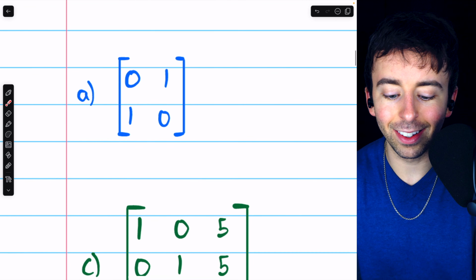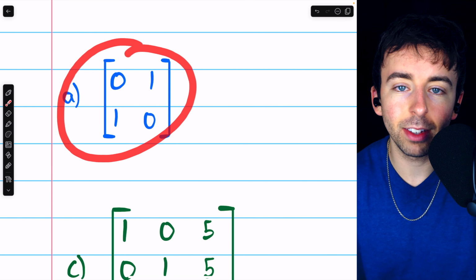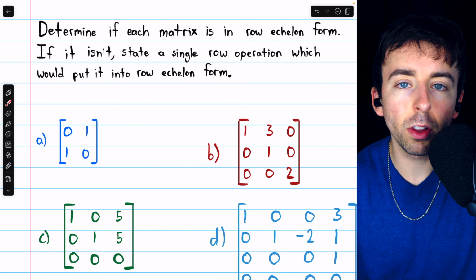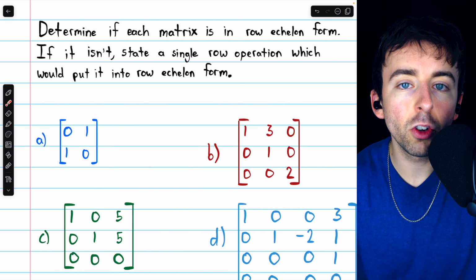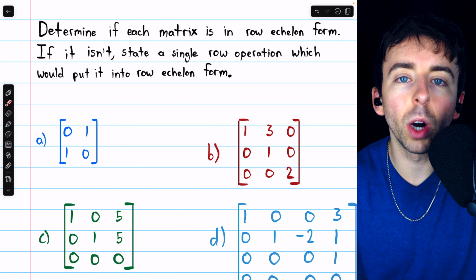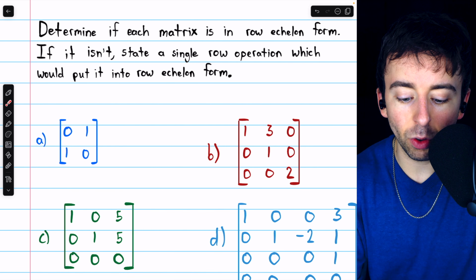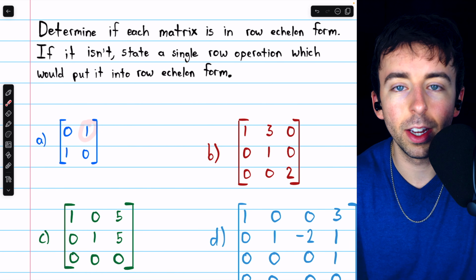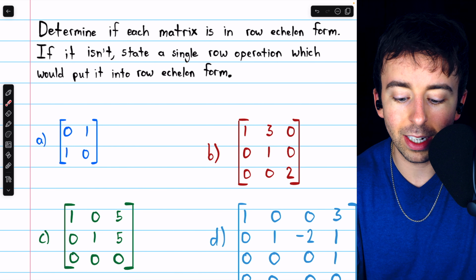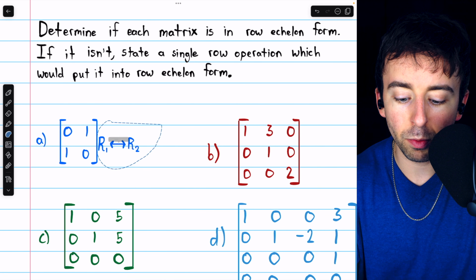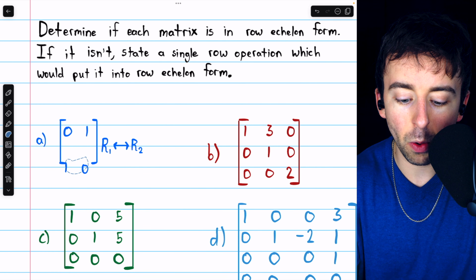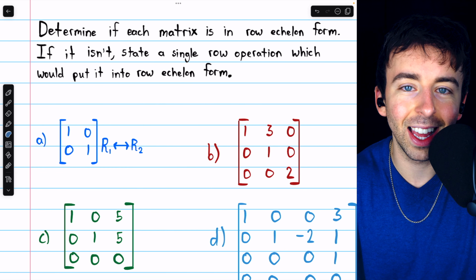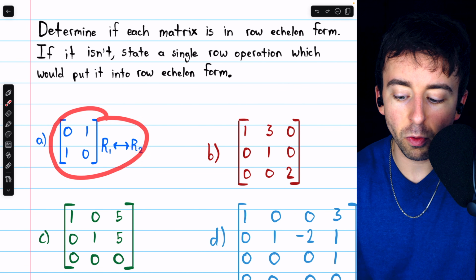Let's begin by looking at A. Is this matrix in row echelon form? The answer is no, because in row echelon form, each leading one should occur to the right of the leading ones above it. In this case, we see this leading one, which is occurring to the left of the leading one above it. So these 2 rows need to be swapped. If we swap rows 1 and 2, that single row operation will put this matrix into row echelon form, just like that.